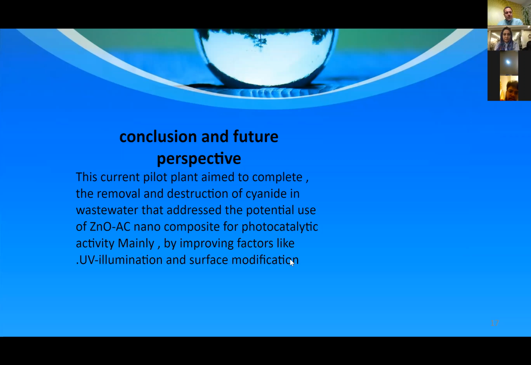And at last, the conclusion and further perspective: this current pilot plant aims to complete the removal and destruction of cyanide in wastewater, addressing the potential use of zinc oxide and activated carbon nanocomposite for photocatalytic activity, mainly by improving factors like UV illumination and surface modification.